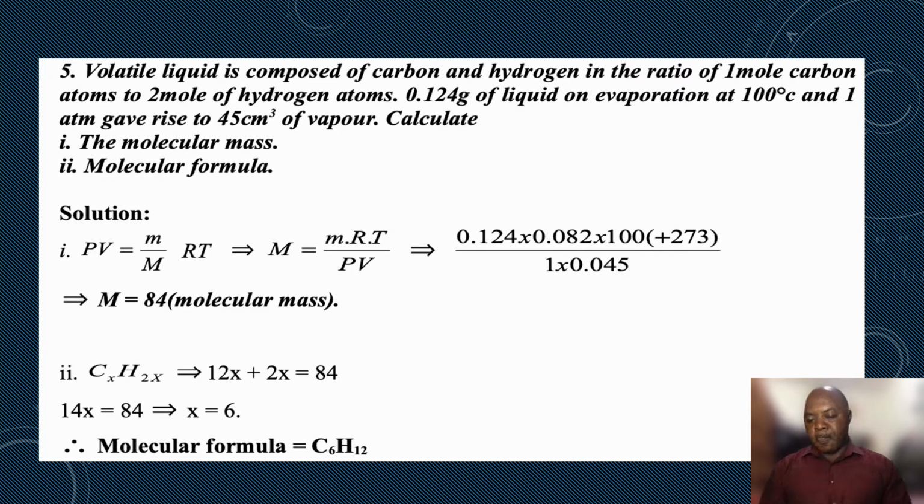Method number 2: you can still use PV equals, instead of using n, you use small m divided by capital M. Small m represents the mass, capital M represents the molar mass, RT. Then we will make capital M the subject, which is the molar mass, and it will be mRT divided by PV. Then we will do our conversion.